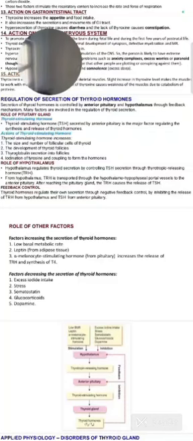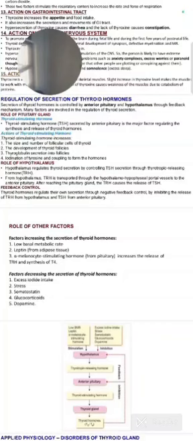Next is the role of hypothalamus. Here the pituitary is controlled by the hypothalamus. So hypothalamus regulates thyroid secretion by controlling TSH through thyrotropin releasing hormone, TRH. From hypothalamus, TRH is transported through the hypothalamo-hypophyseal portal vessels to the anterior pituitary. After it reaches the pituitary gland, the TRH causes the release of thyroid stimulating hormone.